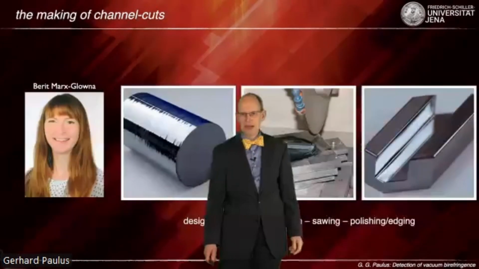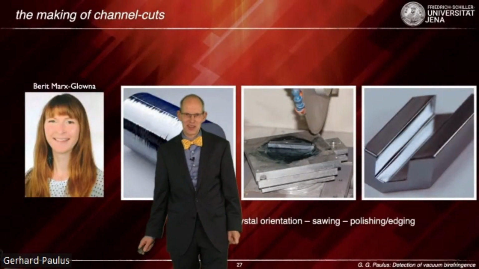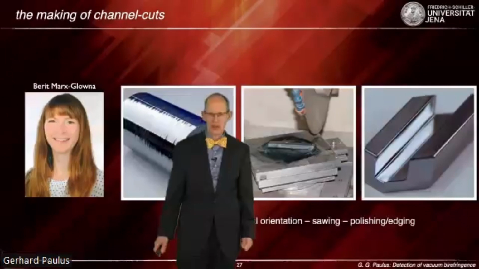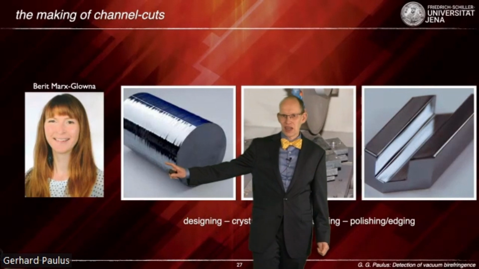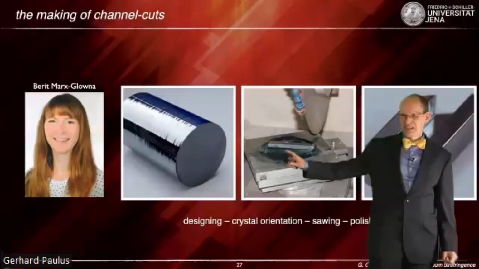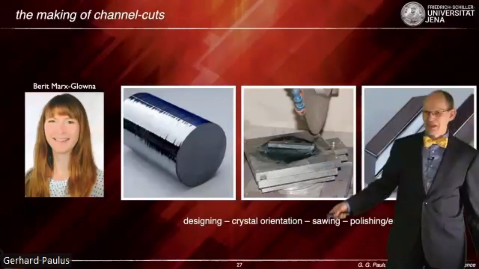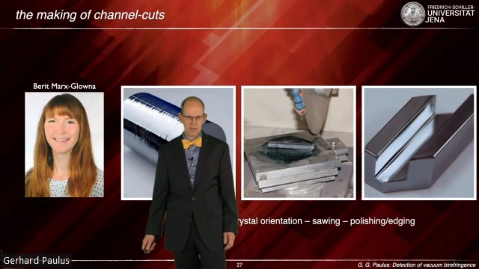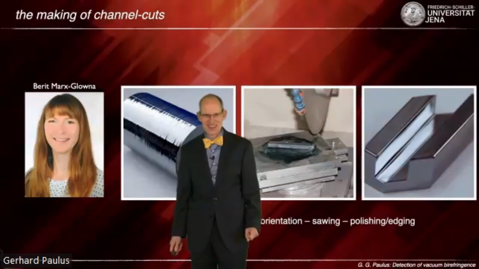How are they made? They are made by Berit Marx-Glovner in my group, and she was actually the first to start X-ray polarimetry in my group. It starts with a silicon ingot here, and then one has to do good handcraft. They are cut, they are oriented, and finally they are polished. Quite an elaborate procedure in order to produce these channel cuts. And Berit is, of course, a master in this.